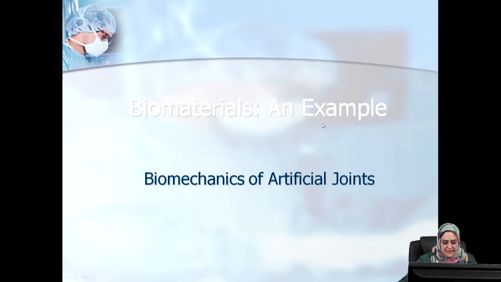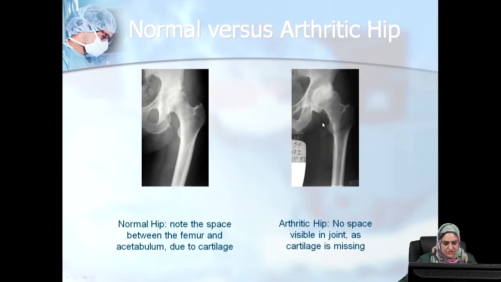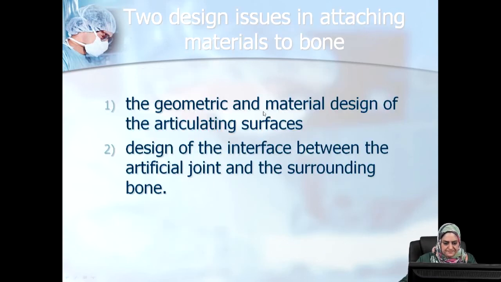Biomaterials are an example of the biomechanics of the artificial joint. The following figure represents the normal anatomy of the orthopedic hip. In the following figure, the normal hip, note the space between the femur and the acetabulum due to the cartilage. Arthritic hip: no space is visible in the joint as the cartilage is missing in this part.